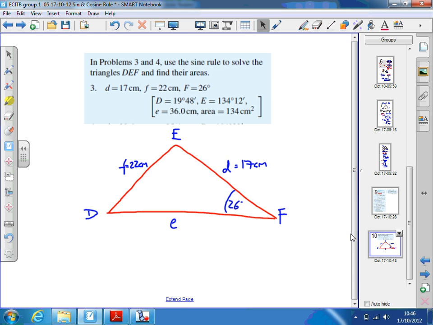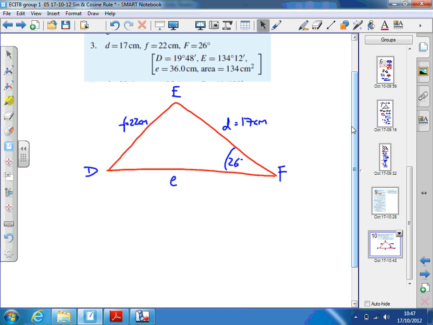Having drawn it, ask yourself the question: can you use the sine rule? Answer: yes, because we've got a ratio right down here. We know that side, and we know the angle opposite it. If we know one of the ratios, we can use the sine rule. We've got to find angle E, angle D, and side E. Given what we know, what can we find? Angle D, because we know this ratio and we know this side, so we can find angle D. So the first thing to do is find D, because that's findable.